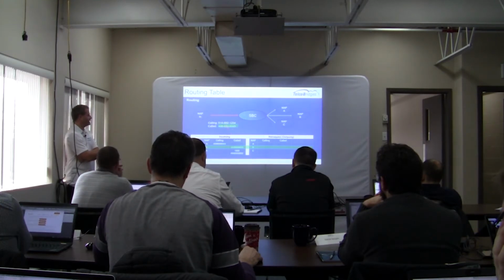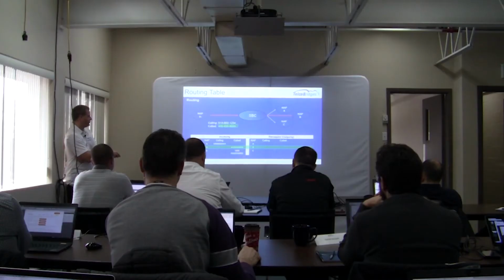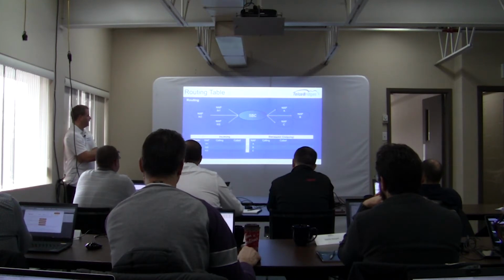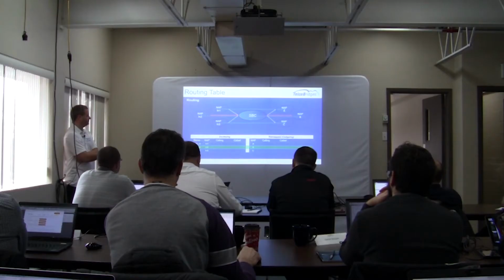If the call number is this one, 8450655993, then it's going to go to B without remapping anything. And this one will not be matched ever. This one is a direct mapping from in 2 to B or in 1 to A. So that's just a direct routing scheme.